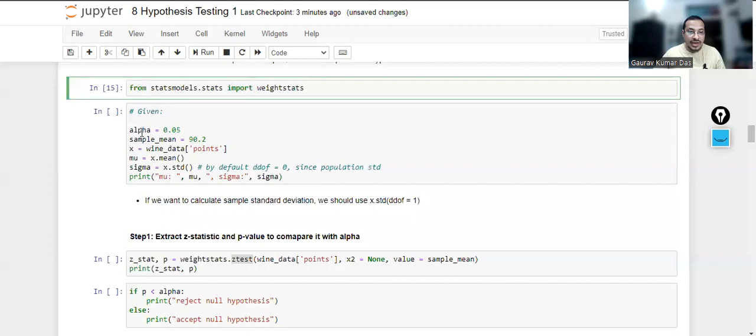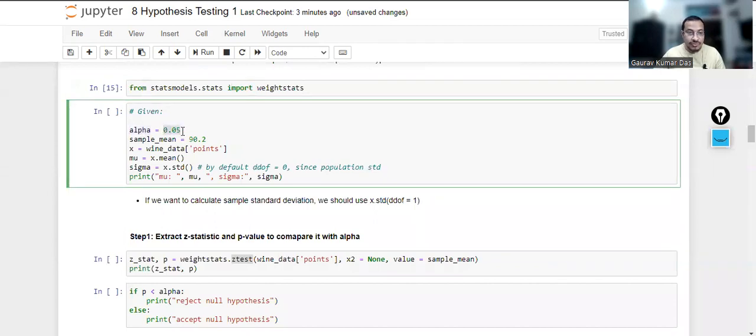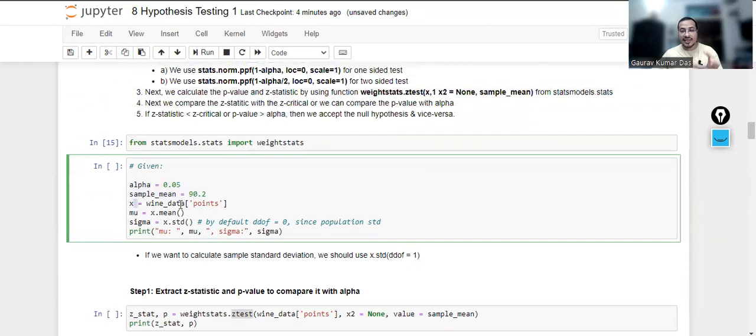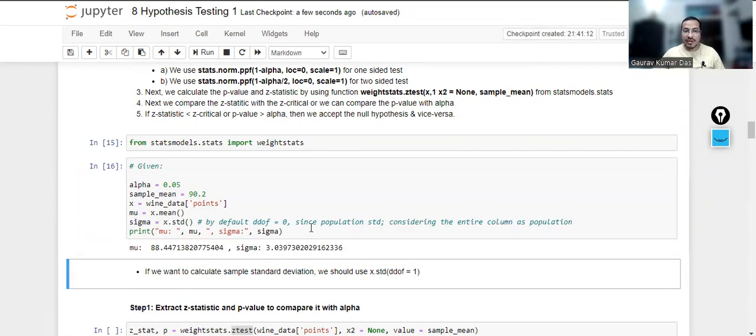Okay. So alpha is equal to 0.05, which I've already assumed. Sample mean is given to us, 90.2. X is nothing but the entire data column of points scores, and my mu will be nothing but X.mean. Sigma will be the population standard deviation, because we have already considered the entire column as population, so it's X.std. Mu and sigma.